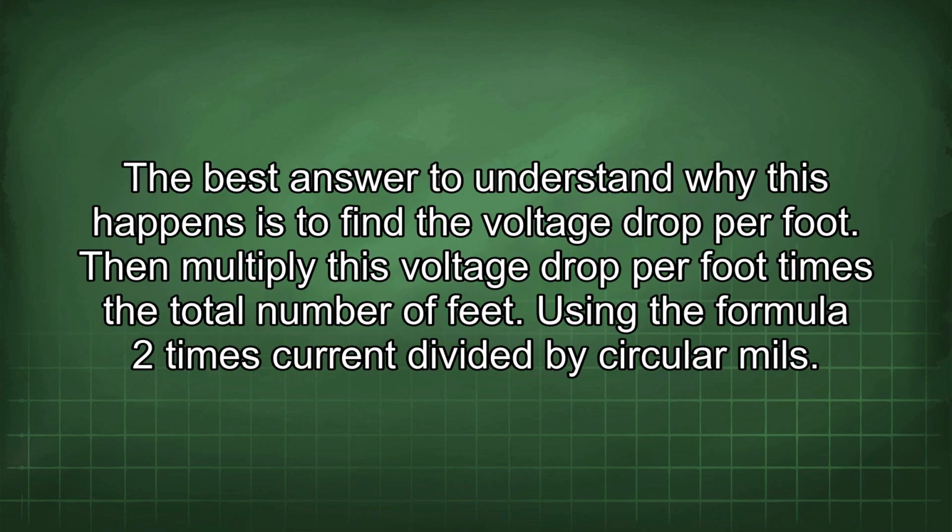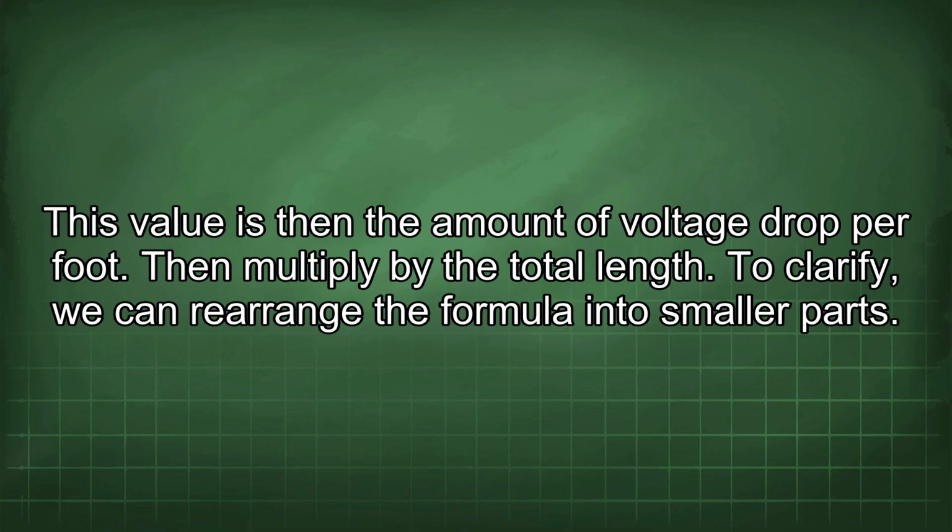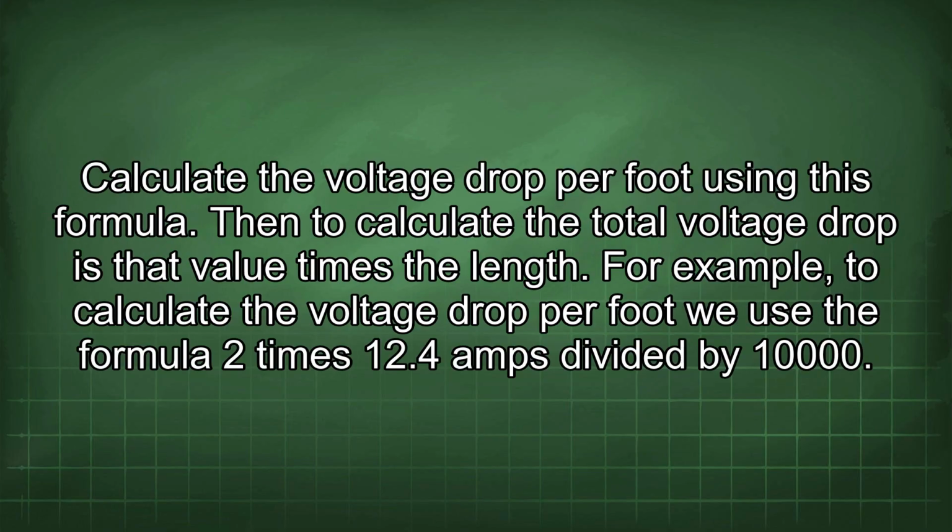The best answer to understand why this happens is to find the voltage drop per foot. Then multiply this voltage drop per foot times the total number of feet, using the formula 2 times current divided by circular miles. This value is then the amount of voltage drop per foot. Then multiply by the total length. To clarify, we can rearrange the formula into smaller parts. Calculate the voltage drop per foot using this formula. Then to calculate the total voltage drop is that value times the length.